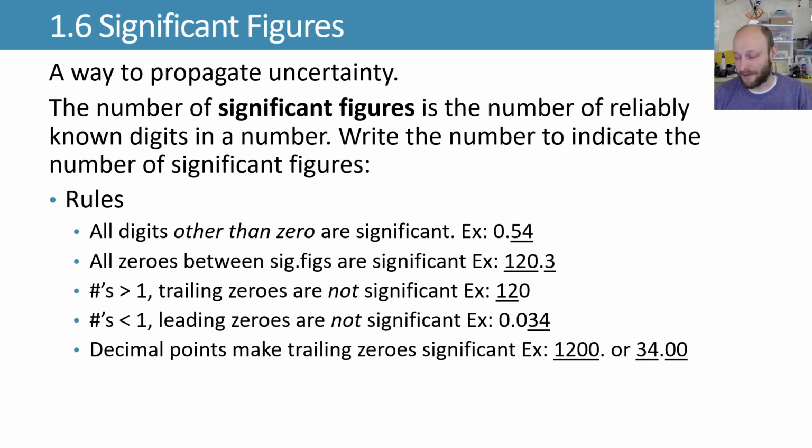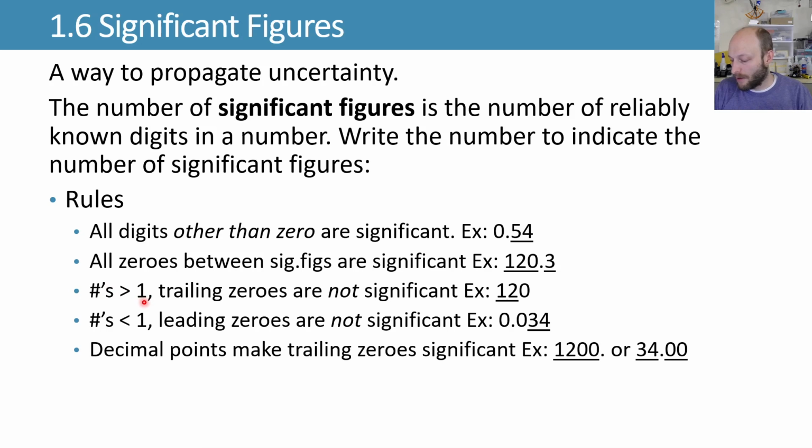So here are the rules for significant digits. Anything that's not a zero is significant. Any zeros between significant figures are significant. So 120.3, well, the zero is between the 1, 2, and the 3. The 1, 2, and 3 are all non-zero, so they're all significant. So this has 4 significant figures in it.